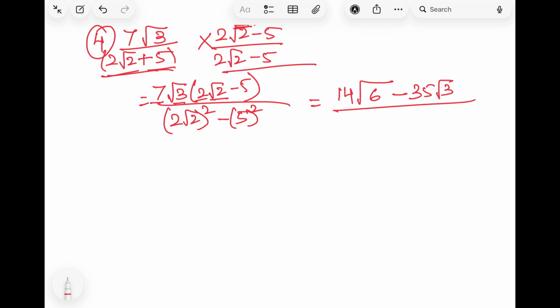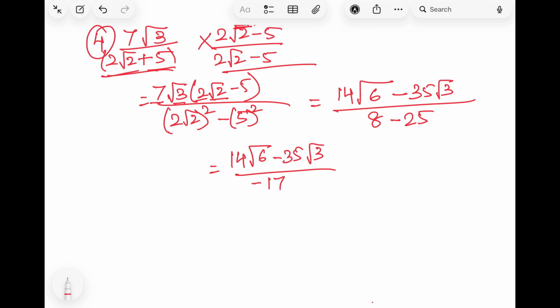Okay, now this is 2 root 2 square. So 2 square will be 4 and root 2 square will be 2. 4 2s are 8 minus 5 square is 25. So what do I get? 14 root 6 minus 35 root 3 upon 8 minus 25 will be minus 17.